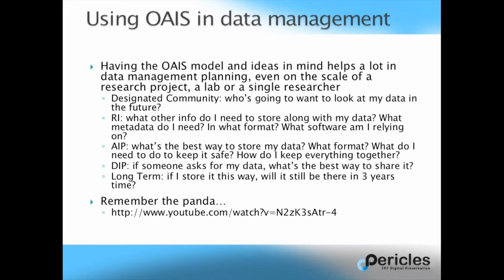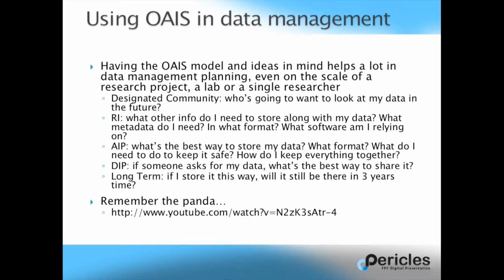As I suggested, the OAIS model isn't just for people building digital libraries. The ideas, the concepts that it brings, and the questions it makes you ask are helpful at all levels in terms of data management planning. Particularly data management planning for the longer term, even on the scale of a single researcher.